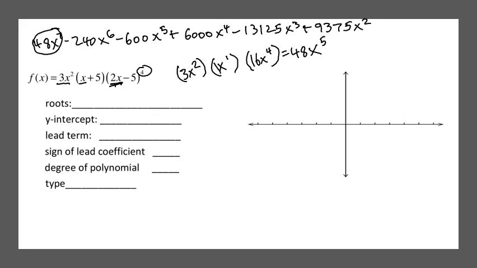And x^2 times x^1 times x^4 is going to be x to the 7th, because we're adding the powers. So 2 plus 1 is 3, plus 4 is 7. So 48x^7. So that is our leading term, and that leading term is positive. The degree of the polynomial, well, there's a 7 here, so it's a degree 7 polynomial.